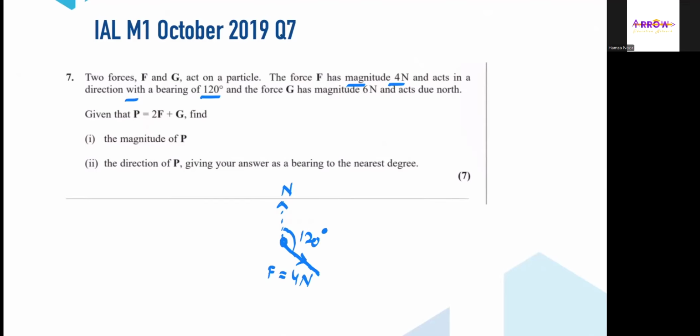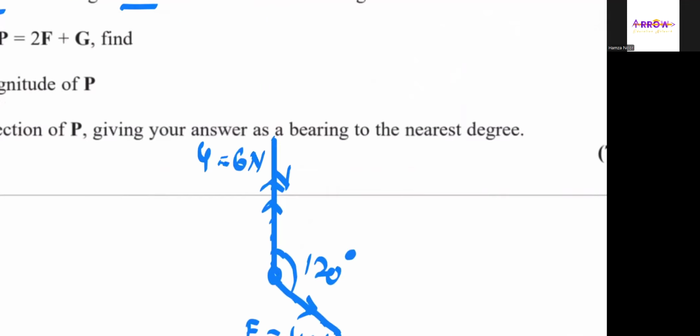And now we have another force, which is G, which is having a magnitude of 6 Newton, acting due north of that same point. So from the same point where we have made the north, we are going to mark the force G over here, which is having a magnitude higher than F. So this is technically the G force, which is having a magnitude of 6 Newton and it is acting exactly at north, due north, you can say.